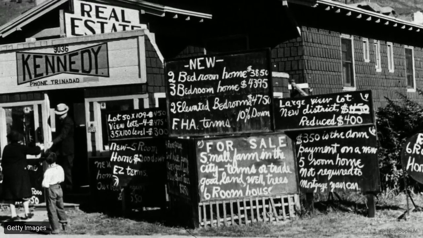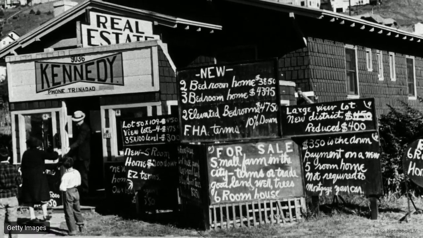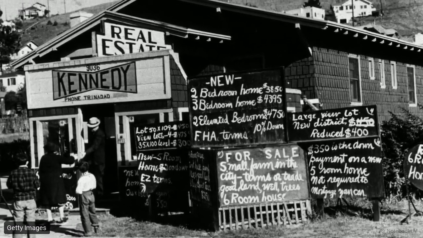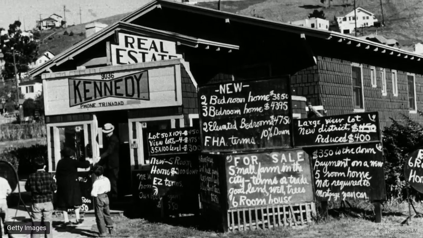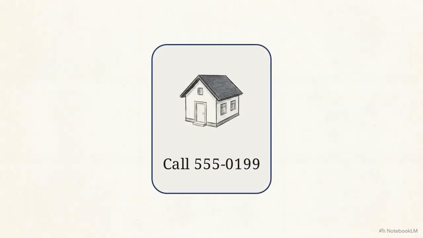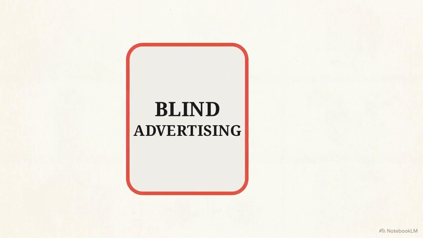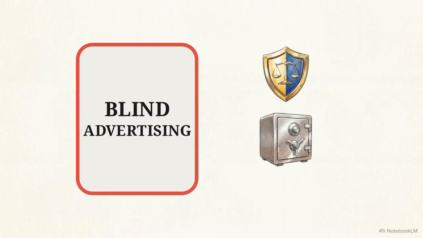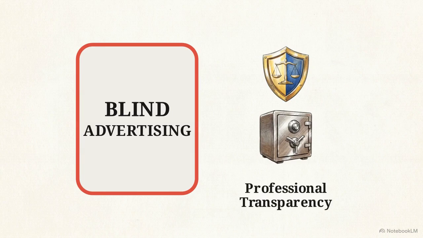The public has a right to know they are communicating with a professional. Advertising a property without disclosing your license status is called blind advertising. For example, an online listing providing only a description and a cell phone number is a blind ad. The DRE penalizes this and commingling because they compromise a consumer's financial security and right to professional transparency.